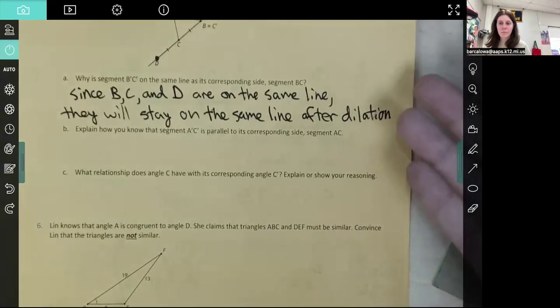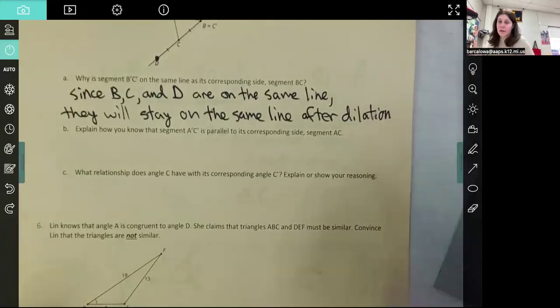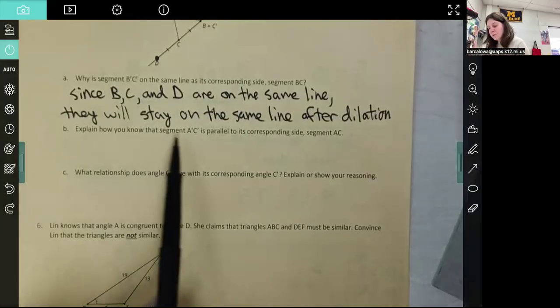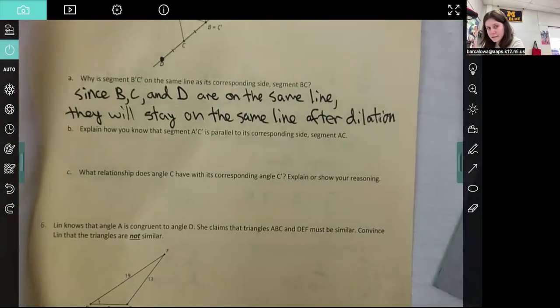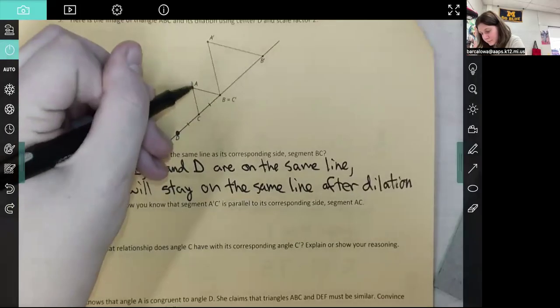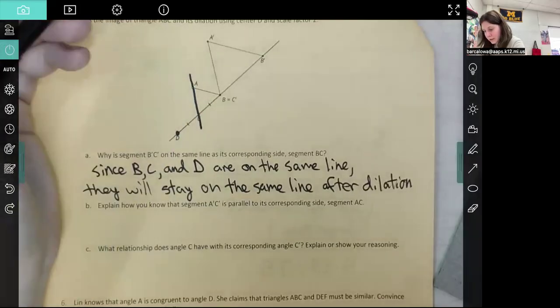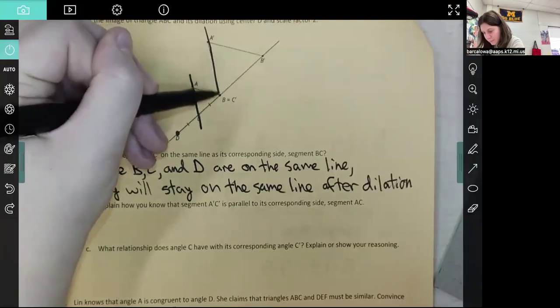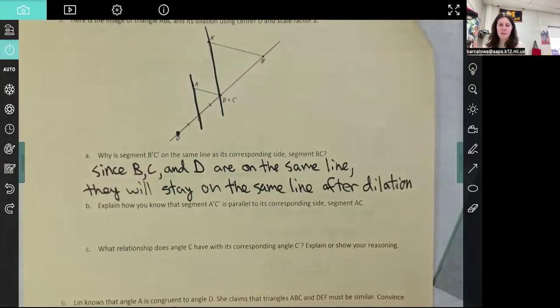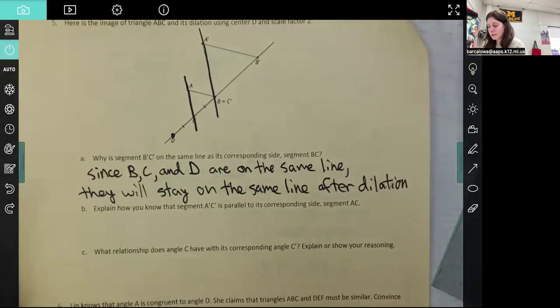Okay, so this is basically what Mr. Geiger's key was saying, just without that word collinear. All right, how do you know that AC is parallel to A prime C prime? Okay, I'm extending those lines because sometimes it's easier to see parallel when I extend the lines.